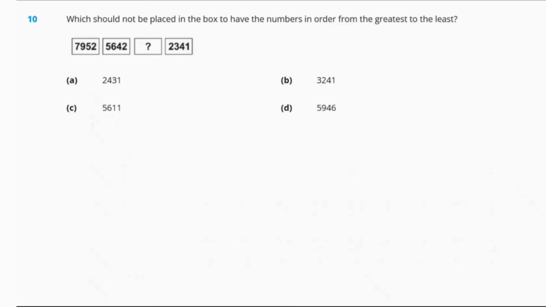So for this question, we are provided with 4 options, and we have to try to put each of these options in this box and check if the order remains greatest to the least. If in any case the pattern gets disrupted, that will be our answer. So if we try to place 2431 here, the order will remain from greatest to least, will it? Okay, so we will not consider this as our answer.